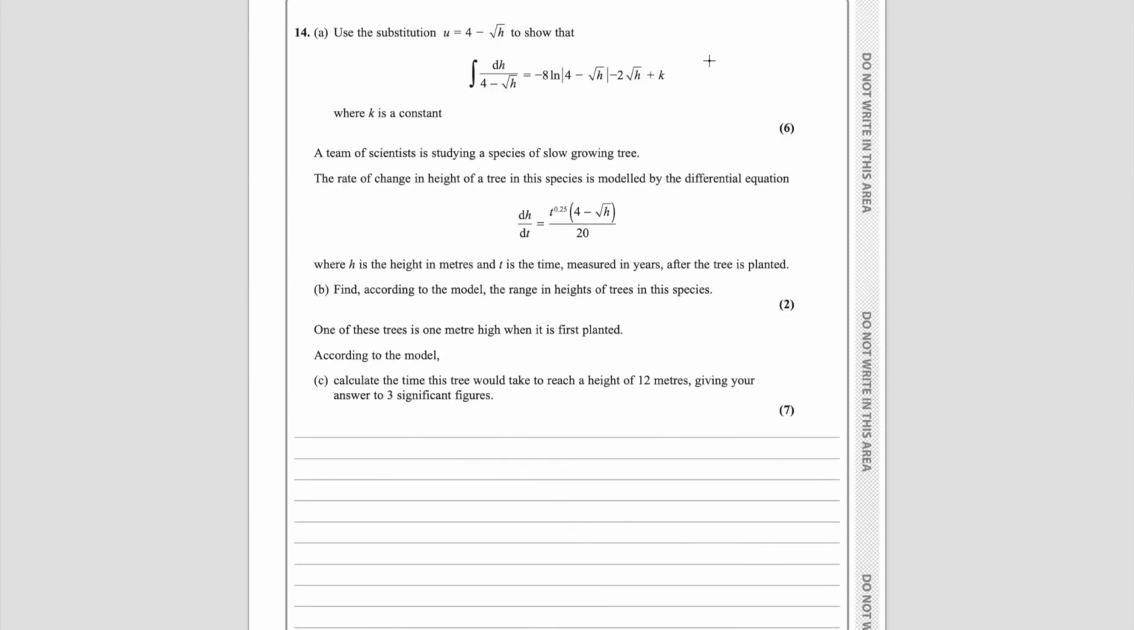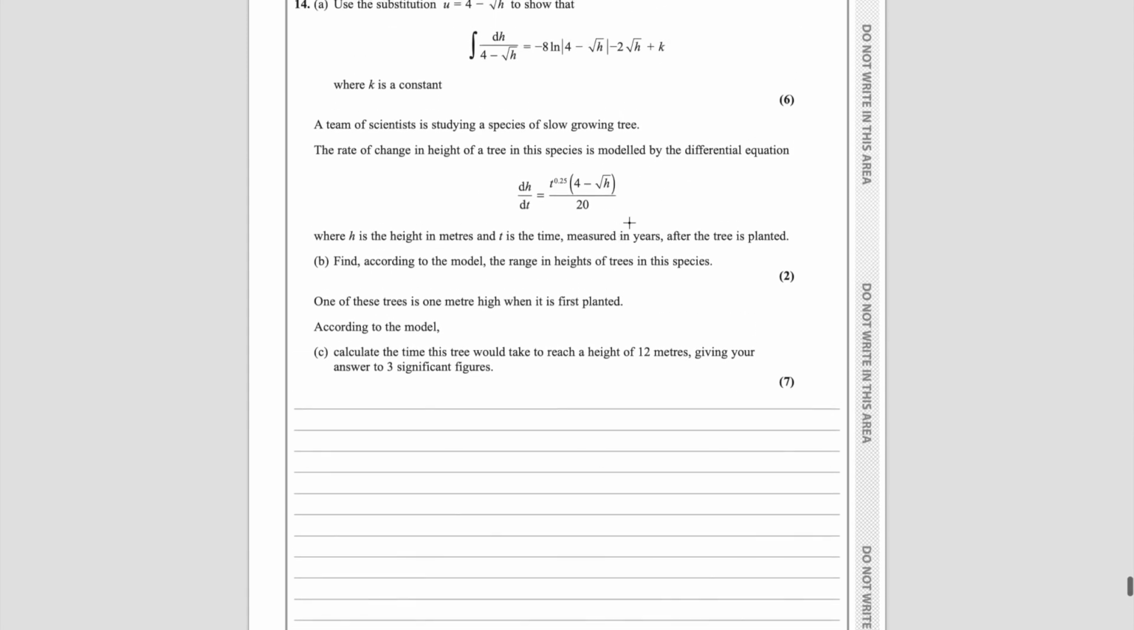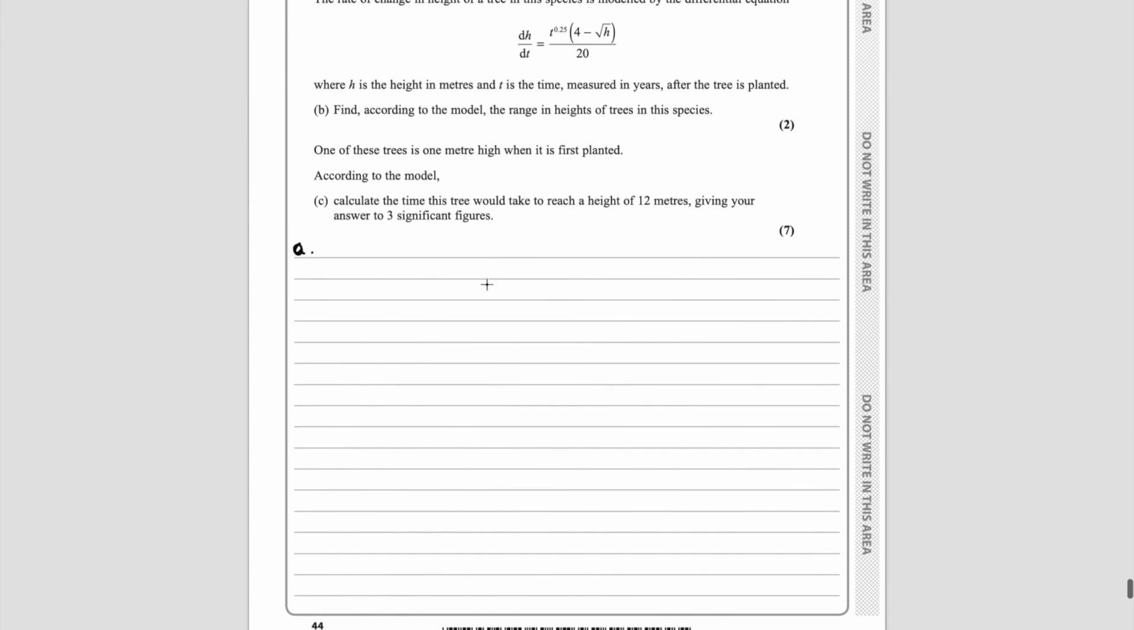We have finally made our way to the end of the paper. And for the last question, 14, in part A, what we're asked to do is to use the substitution u equals 4 minus root h to show that the integral of dh over 4 minus root h is equal to this here, where k is a constant. So this is perhaps towards the more difficult end of integration, using more difficult substitutions, but using a systematic method, it should be okay.